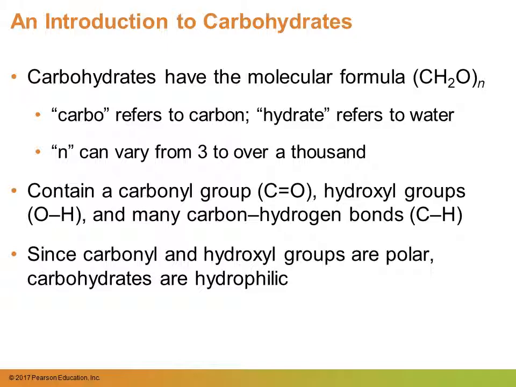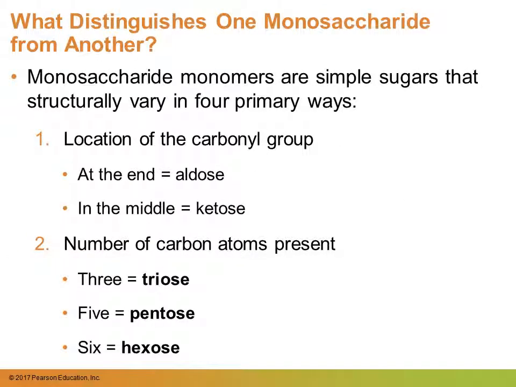So within a sugar, we can find special functional groups. And one of the functional groups is the carbonyl group, C double bond O, and I will be referring to that later on in this discussion. We can also find hydroxyl groups, OH, and then we'll talk about carbon-hydrogen bonds. Carbonyl and hydroxyl groups are polar, which indicates that they have a charge. So that means that carbohydrates are hydrophilic. Hydro meaning water, philic, water-loving. So they're attracted to water. Birds of a feather flock together.